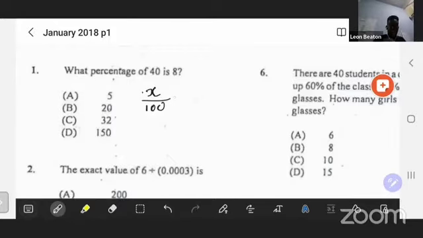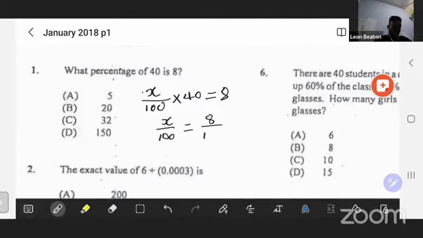So we want to find what percentage of 40 will be 8. So this is our equation that we will set down: X over 100 multiplied by 40 is equal to 8. And we want to find the value for X. So what we do, we just make X the subject of the formula. We just solve for X. X over 100 is equal to, this 40 is multiplying, take it over the equal sign, it will divide. So we have 8 over 40.